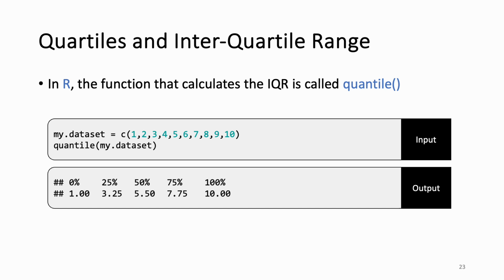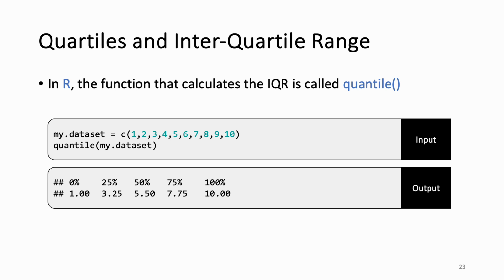Let's have an example of how to show the quartiles and the interquartile range using the R statistical tool. Here we have a function that calculates the IQR and also the other quartiles, and it's called quantile in R. You call the function and pass the variable myDataset, and then you will get the results. As you can see from the output, the minimum value is 1, which is the 0%.